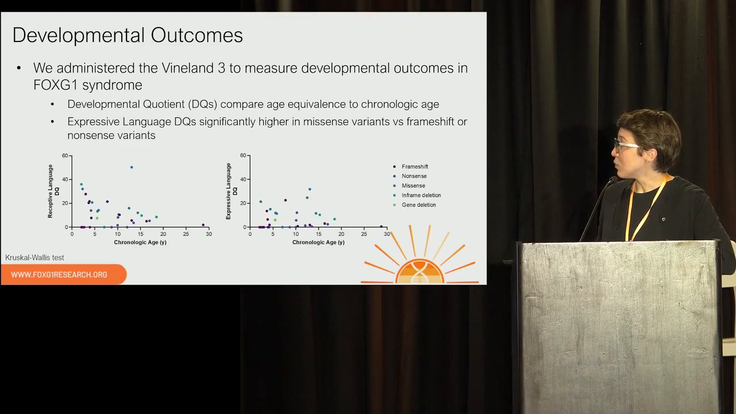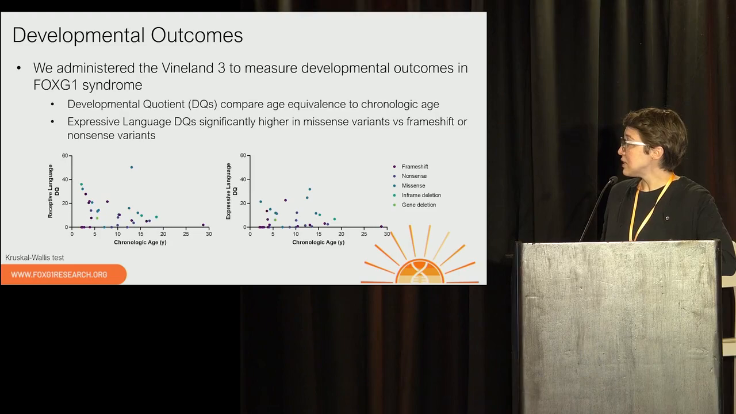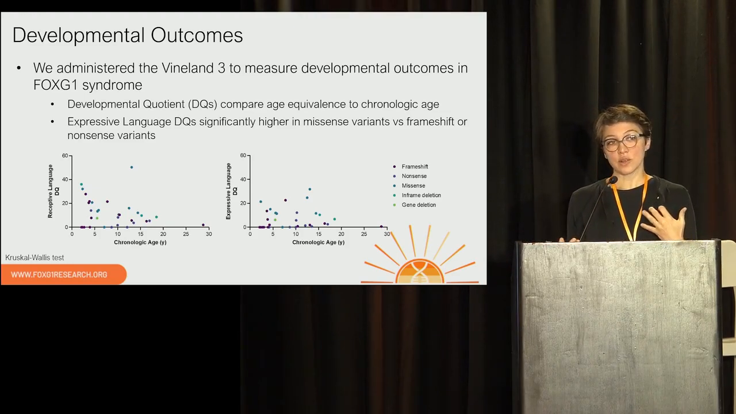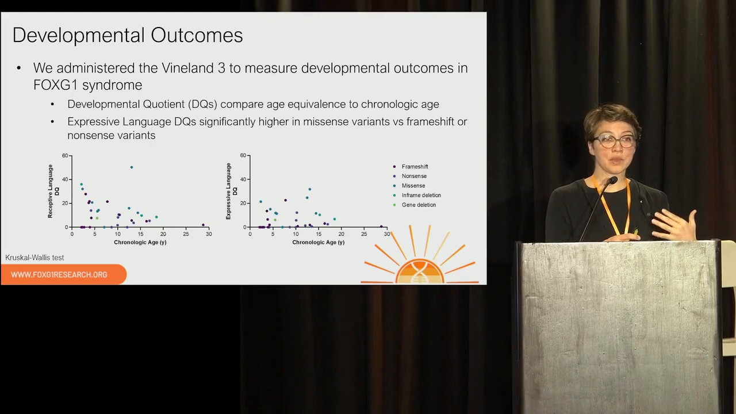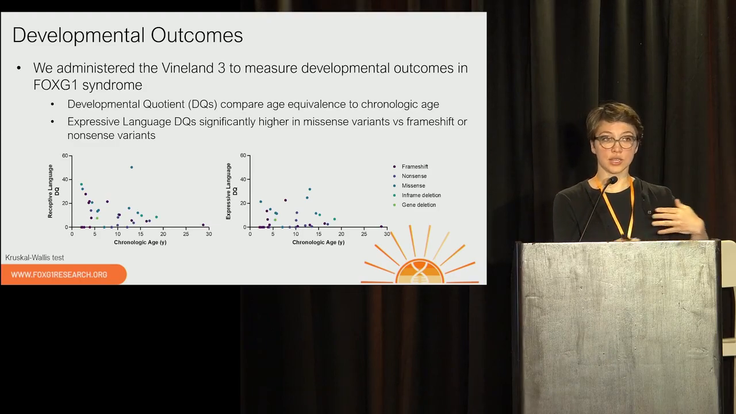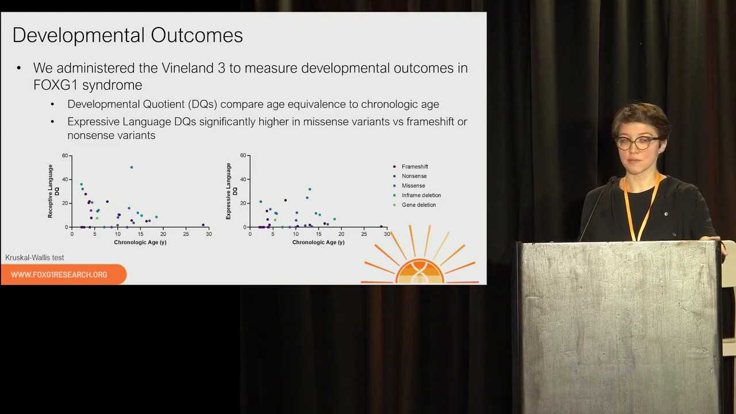We observed that for expressive language in particular, individuals with missense variants had significantly higher developmental quotients than individuals with frameshift or nonsense variants. So that suggests that their age equivalence on the test for missense variants was a little bit closer to their chronologic age. But again, there was some variability here.